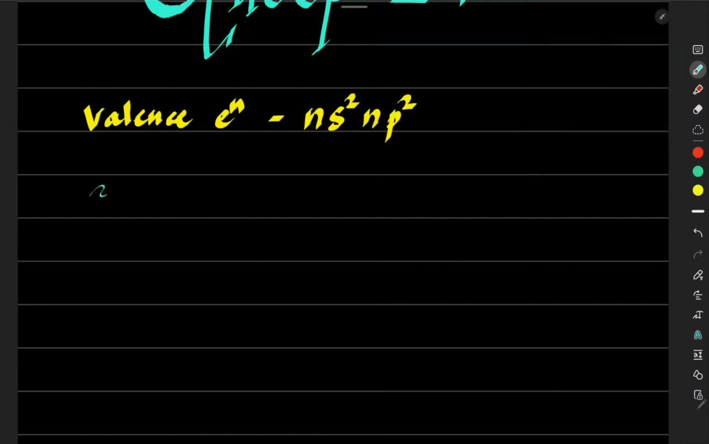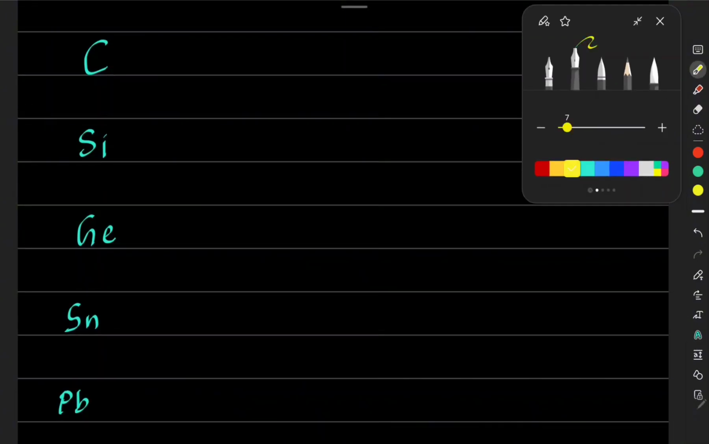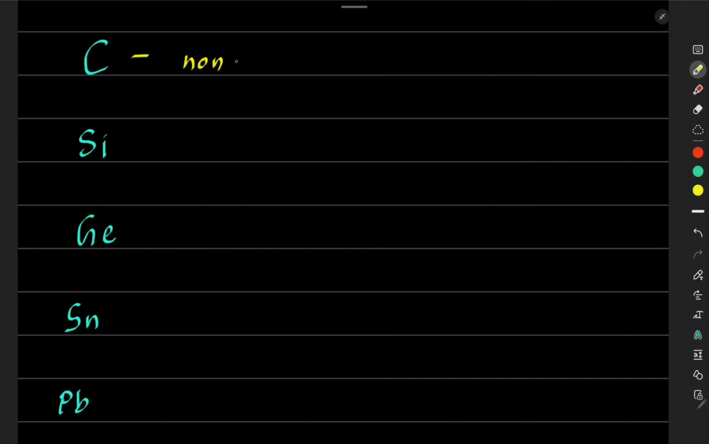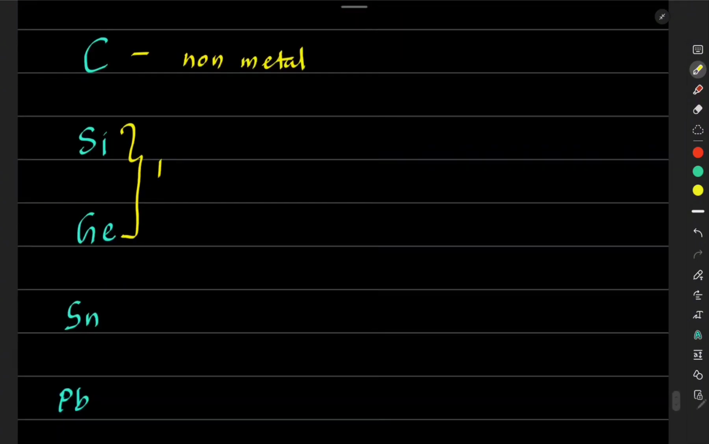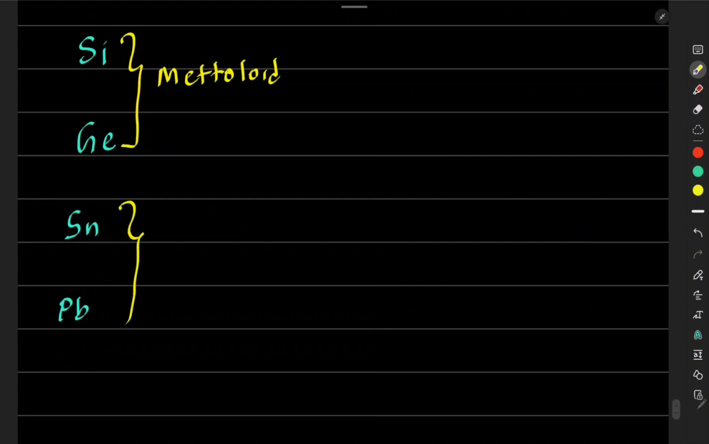Group 14 elements are carbon, silicon, germanium, tin (Sn), and lead (Pb). As we know, carbon is a non-metal. Silicon and germanium are metalloids. What are metalloids? Metalloids have the characters of metals and non-metals. And tin and lead are metals.